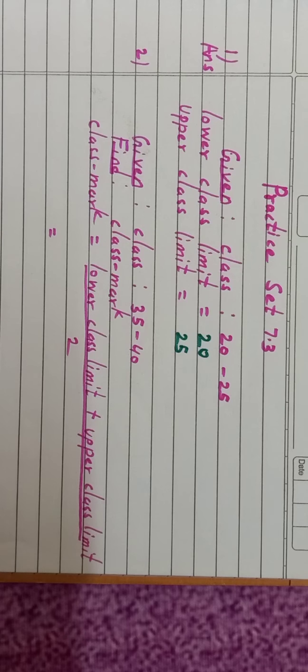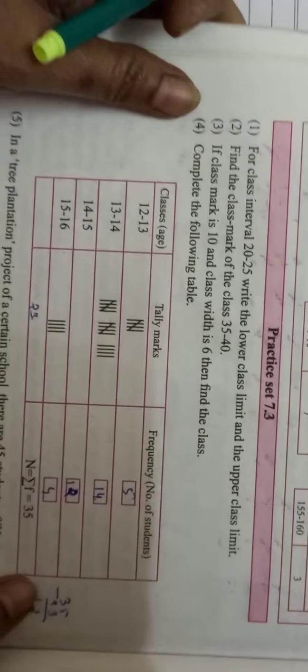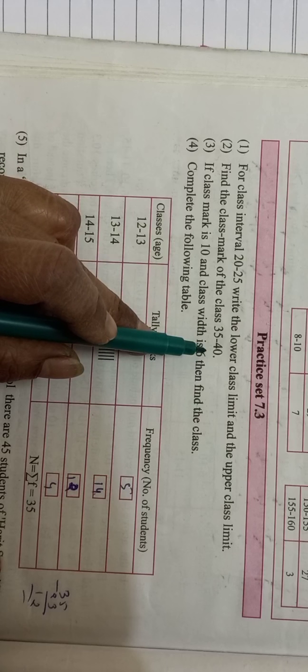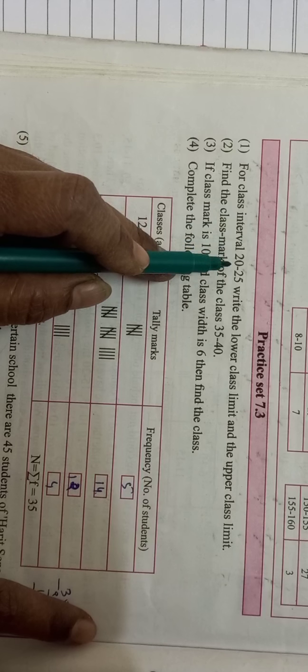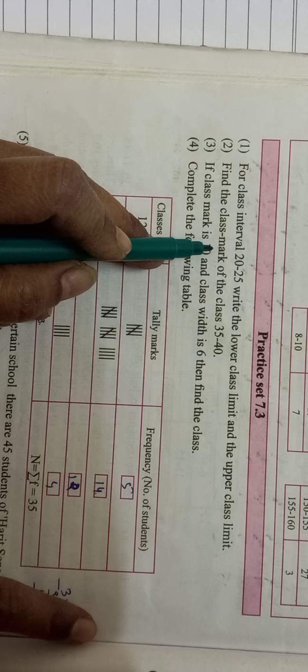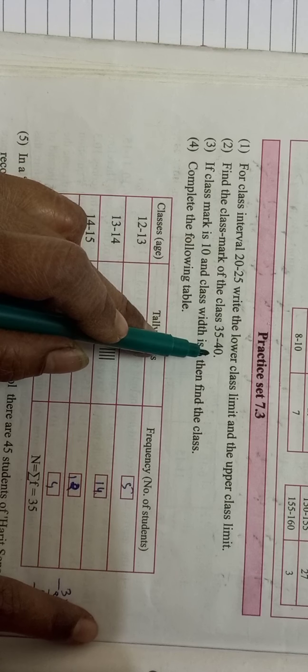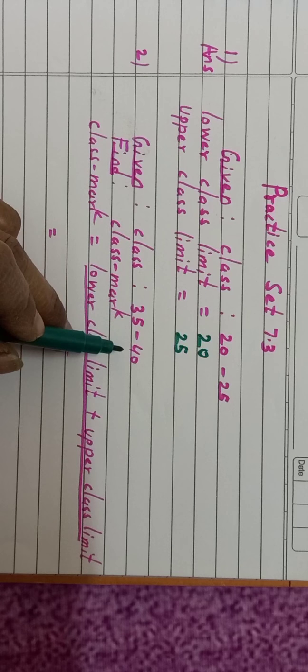Now the second question given is: find the class mark of the class 35 to 40. See here, the class interval was 20 to 25. Now what words have they used? Find the class mark of the class 35 to 40. So you have been given the class 35 to 40. You have to find the class mark. Now what is the class mark?